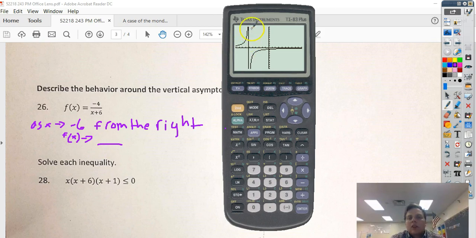Well, when you look at this vertical asymptote, what are we seeing as we come to it from the right? Well, y is going down forever. So we would say that y is approaching negative infinity. Alright, moving on.